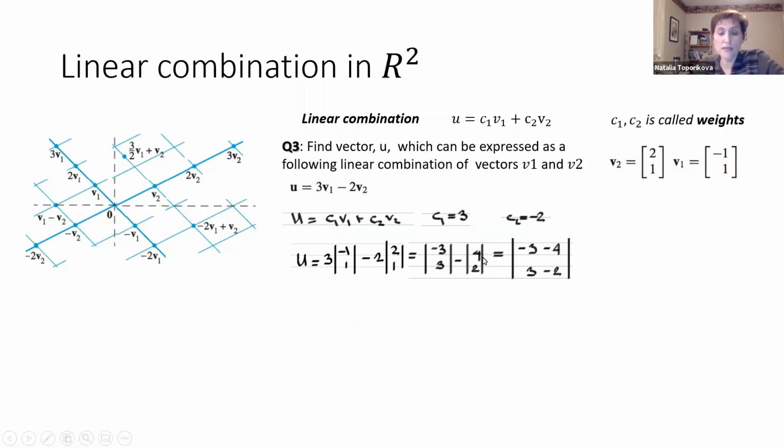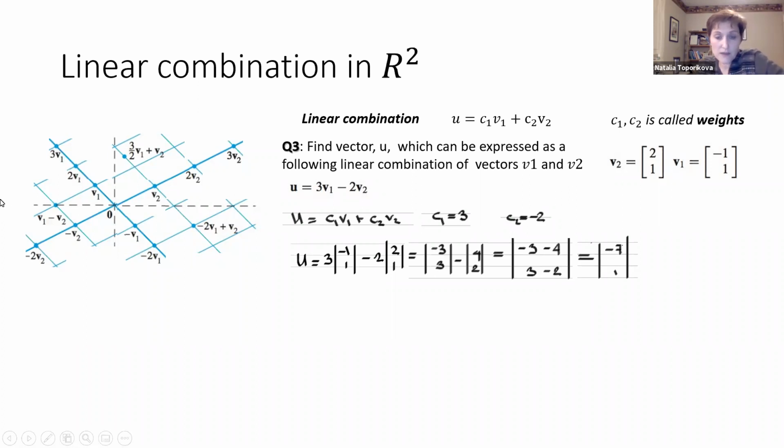Now we will do a subtraction of the appropriate terms. We subtract the first row of vector 1 from vector 2, and we do the same with the second one. Okay, so we just do basic algebra, and that gives us a vector -7, 1, somewhere here.